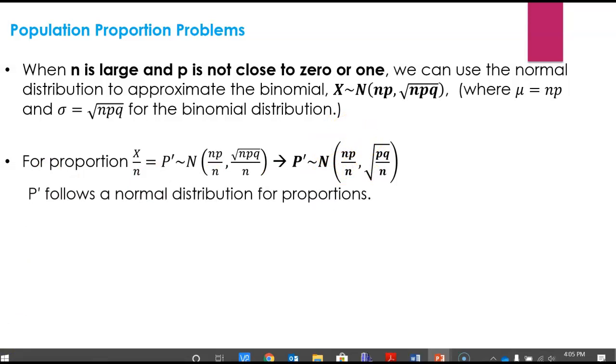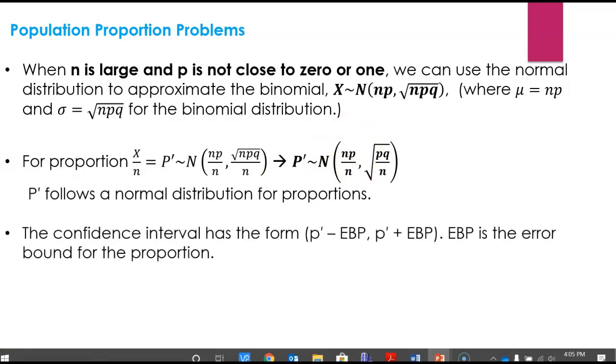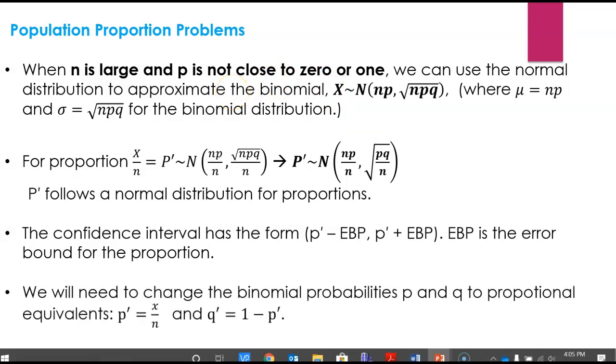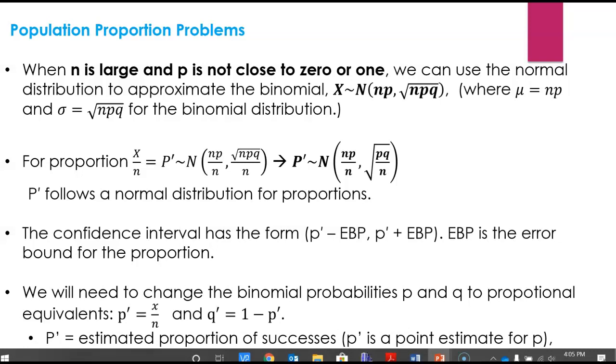Notice also that in np over n, we can simplify that just to p. P prime follows a normal distribution for proportions. The confidence interval has the form p prime minus EBP, p prime plus EBP. EBP is the error bound for the proportion. We will need to change the binomial probabilities p and q as well to proportional equivalence. P prime will be x over n, and q prime will be 1 minus p prime. P prime equals the estimated proportion of successes. P prime is a point estimate for p.